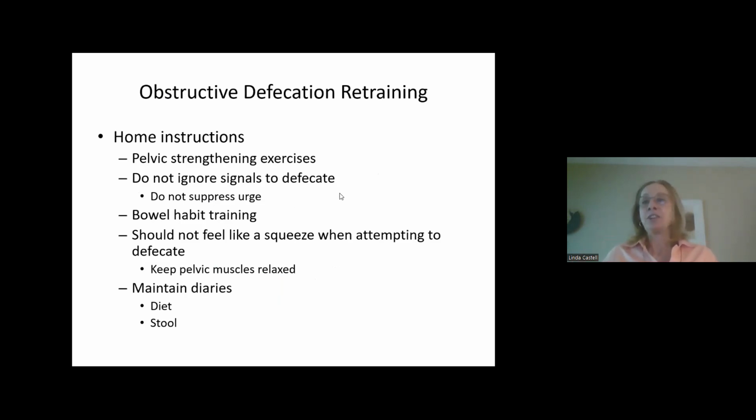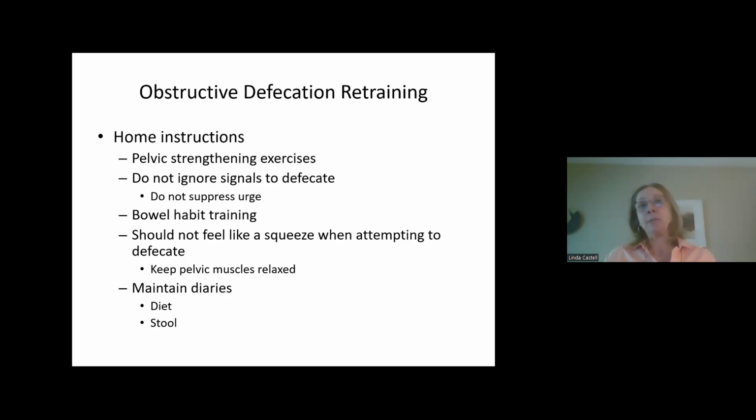When they have that urge to go to the bathroom, they need to take advantage of it because the body's doing all the right things. They have an urge to go to the bathroom. It's easier to bear down when you have an urge. The internal anal sphincter is relaxing because there's something in the anal canal. So that's going to help them have a bowel movement. Do not suppress it because it's going to be hard for that urge to come back.